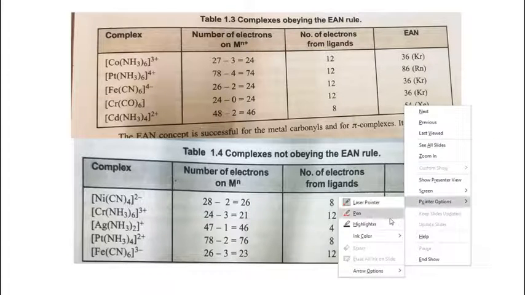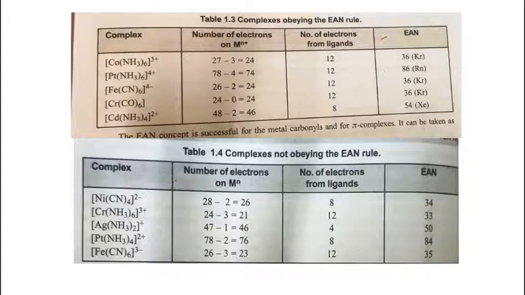For example, I am just writing here. So this is Z minus X plus Y. So the Z minus X value, atomic number minus oxidation state, is equal to the value given here, and this is Y.